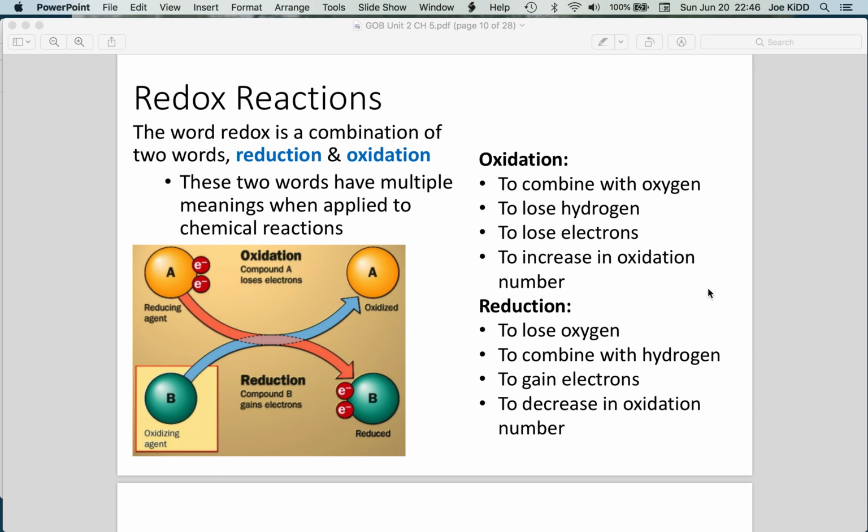So, an oxidation reaction would be something where, one, it typically combines with oxygen, we lose a hydrogen, we lose an electron, or we increase an oxidation number. We'll talk about this last one a little bit more as we get going. A reduction reaction would be to lose an oxygen, to combine with hydrogen, to gain electrons, or to decrease an oxidation number. And while these might not make a whole lot of sense to you right now, hopefully what you did notice between oxidation and reduction is that they're opposite of each other.